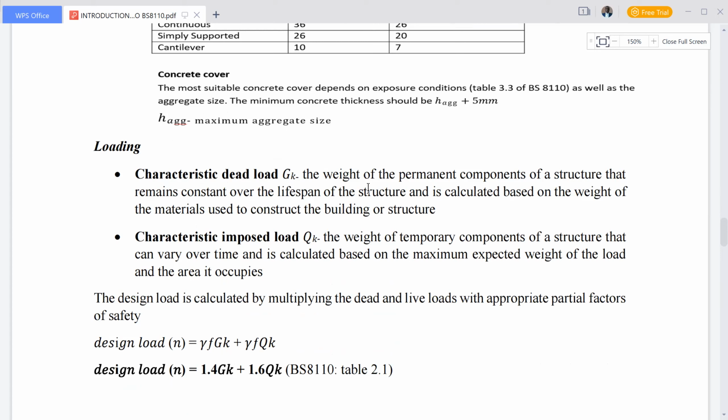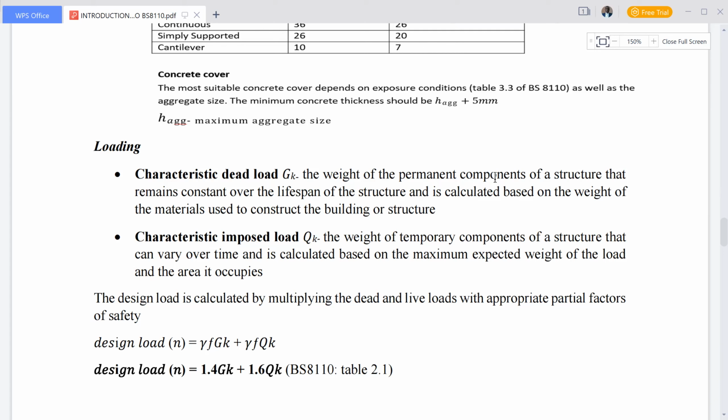Dead load is basically the weight of the permanent components of a structure that remains constant over the lifespan of the structure, and is calculated based on the weight of the material used to construct the building or structure. For the case of our slab, the dead load will be the weight of the slab itself, what we call the self weight. We also add the weight of ceilings and the weight of partitions.